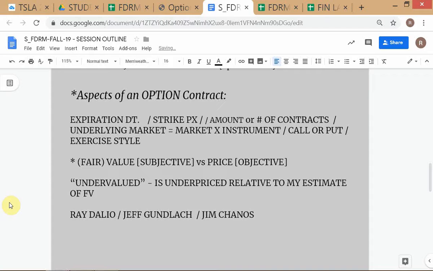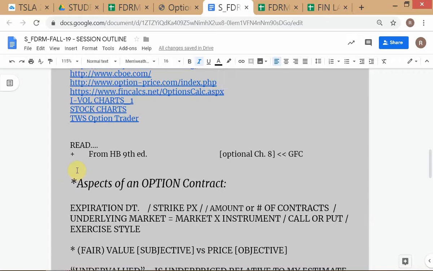Jim Chanos is a short seller. You get a lot of interesting analysis. Okay, so this is actually off topic. These are just some names that you should listen to, that you should actually follow. I'm just putting it in italics, okay? Maybe we should just move this to another part of the discussion.